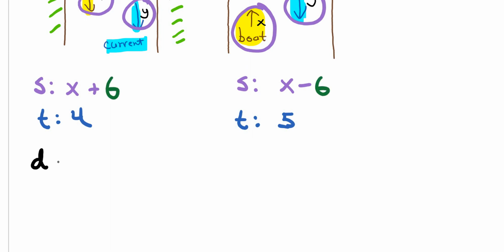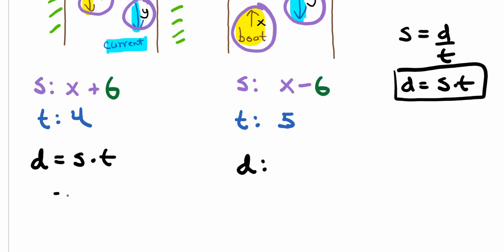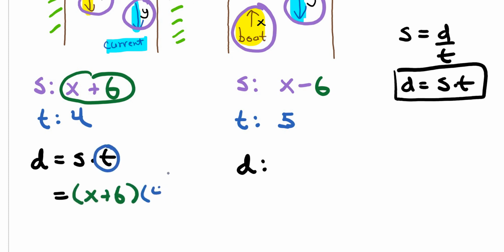And remember, how do I find an expression for my distance? We mentioned that speed is distance over time, but distance is the same thing as speed times time. So in order to find my distance equation here, my distance is going to be speed times time. And what's my speed? My speed here is x plus 6. And what's my time? My time is 4. So there is my distance equation right there.